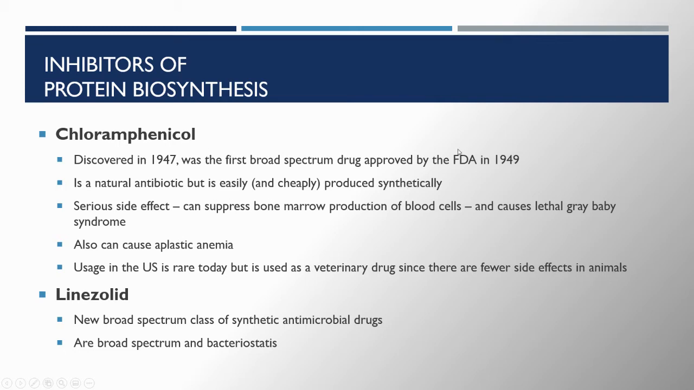Chloramphenicol. This was the first broad spectrum drug to be approved by the FDA in 1949. It's a natural antibiotic, but can be produced synthetically very easily and cheaply. But it has a really serious side effect. It suppresses bone marrow production of blood cells. Can also cause aplastic anemia. So it's very rare that it's used in humans today, but many animals tolerate it better, don't have those side effects, and so it's still used in veterinary medicine.